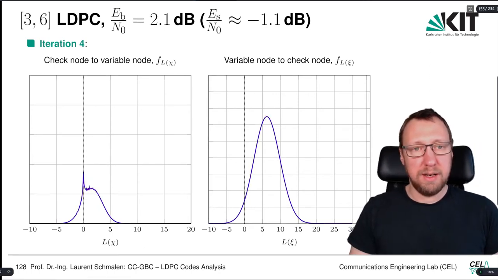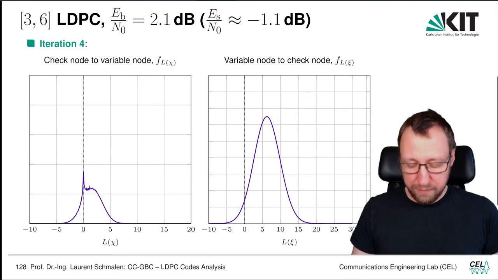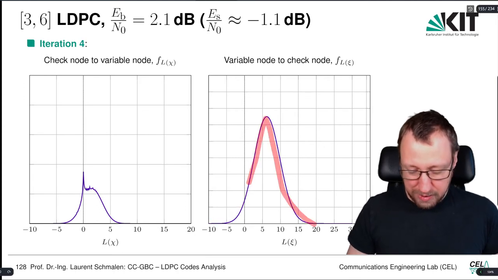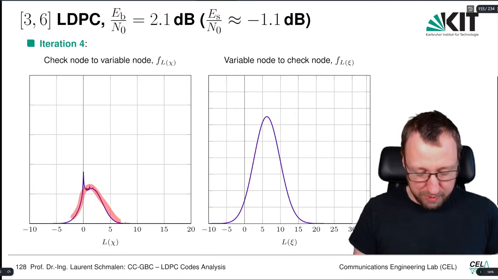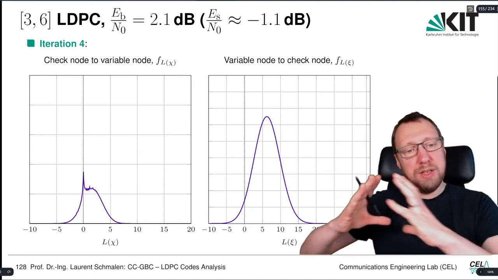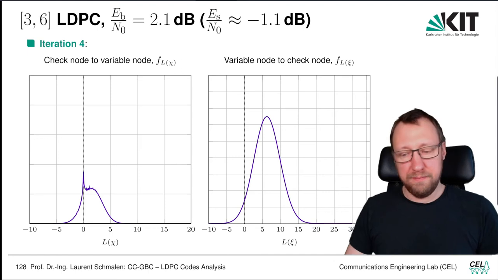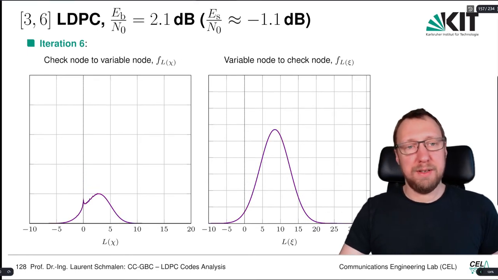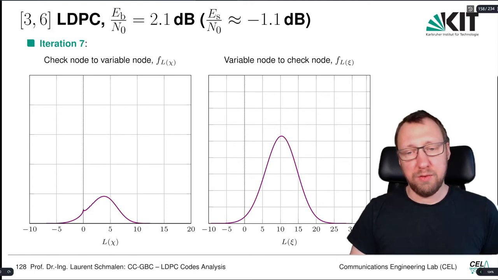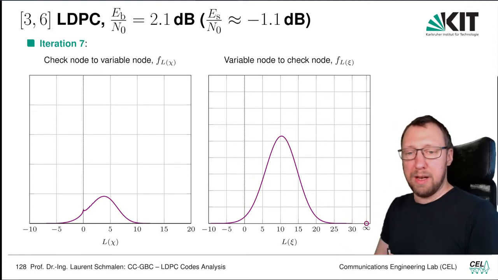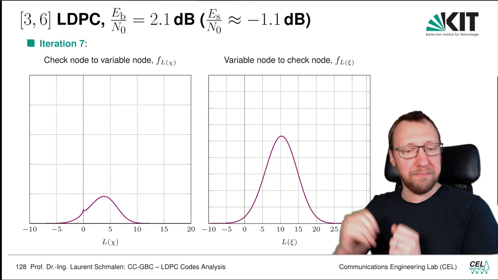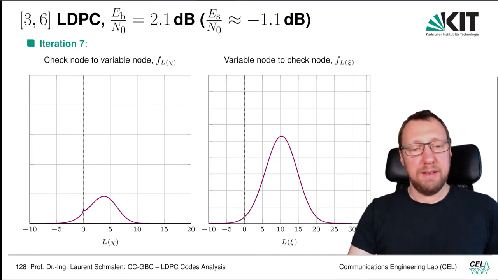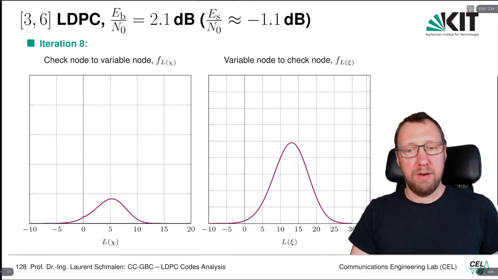So let's go to the next iteration, variable node to check node message. Looks like this again. Check the variable node like this. So this peak at zero is decreasing while the message distribution is broadening. And after 5 iterations, after 6 iterations, after 7 iterations, so you can see everything moves already to the right. And we are now after 8 iterations.